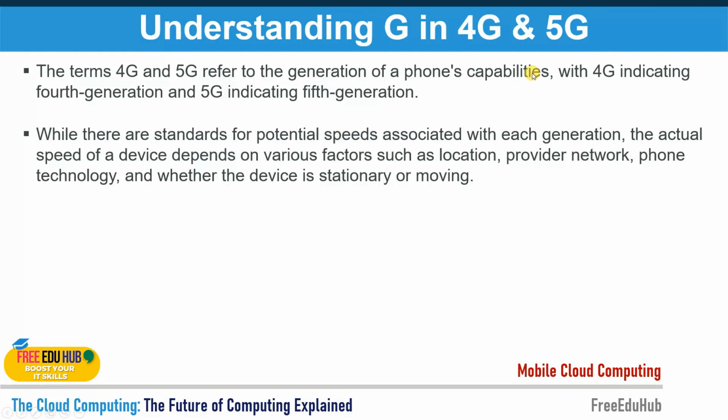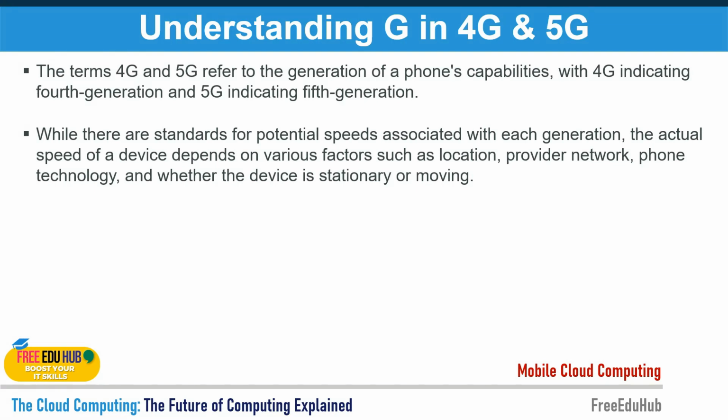Now we'll try to understand the G. What is a G in 4G and 5G? The term 4G and 5G refer to the generation of the phone capabilities, with 4G indicating the fourth generation and 5G indicates the fifth generation. Now every generation came with certain advancements in terms of the speed, technology, and the safety and security of the communication which takes place on that.